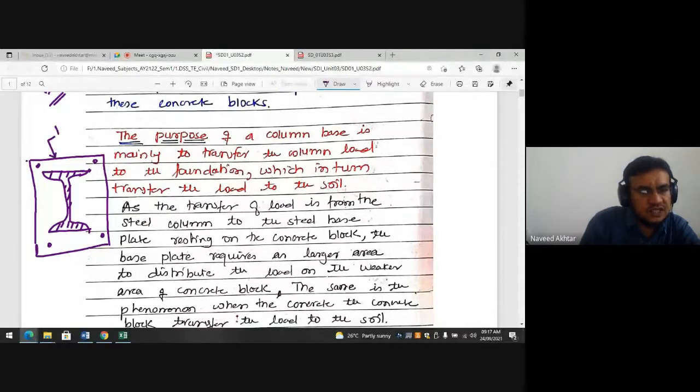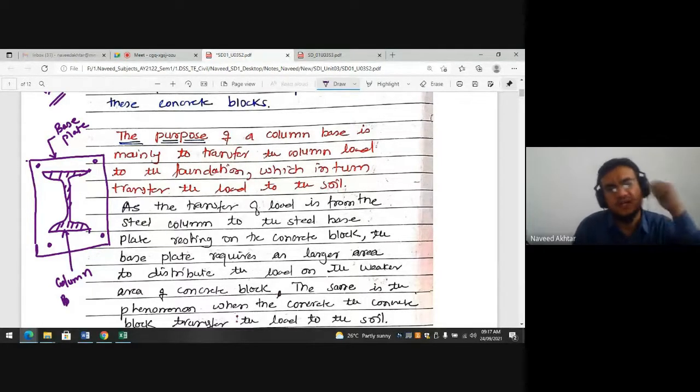So this is your base plate, and these base plates are called column bases. So this is the column, and below that the base plate is there, and this is called the column base. The purpose of the column base is mainly to transfer the column load to the foundation, which in turn transfers the load to the soil.